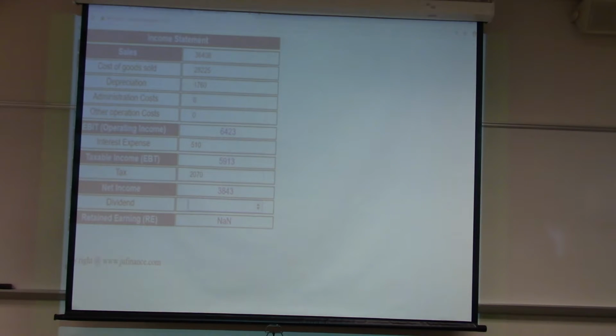Write that down. Exam dividend is $200, but it's given. But for this question, dividend is not given. But see, for income statement, you can stop here because you know how much is your net income. You can stop here.